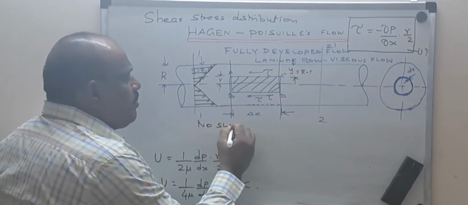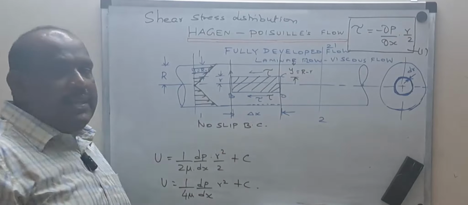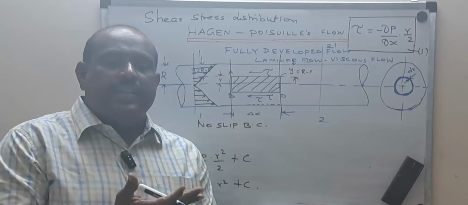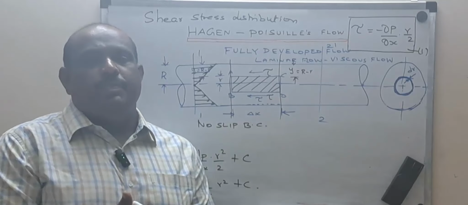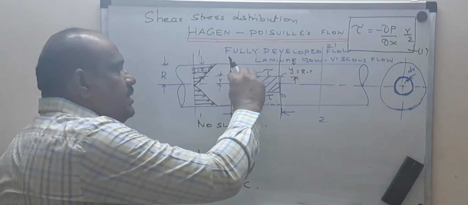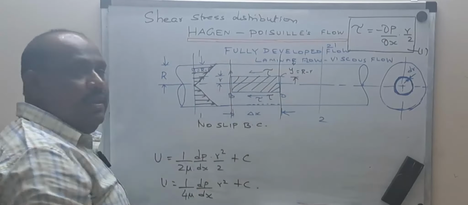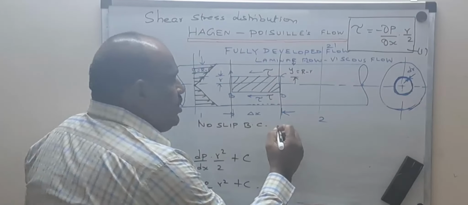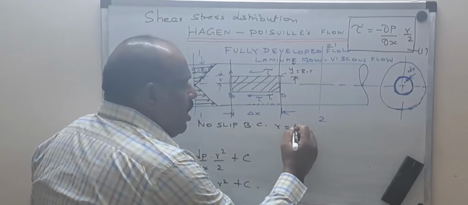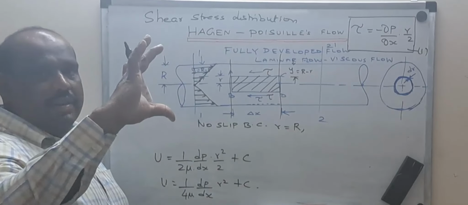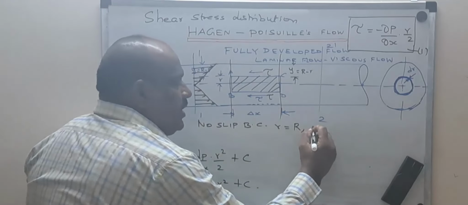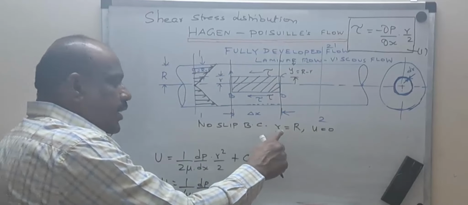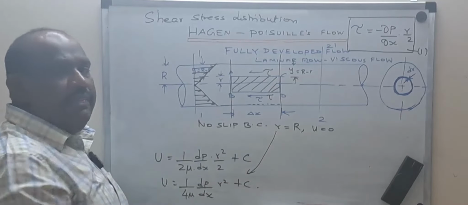What does no slip boundary condition mean? It means the velocity of the fluid very close to the wall cannot pierce it and is assumed to be at rest. So when my small radius r becomes capital R, that is at the walls, my velocity will become 0. Please make a note. So I want to find the constant of integration, so let me substitute this boundary condition to find the value of c.